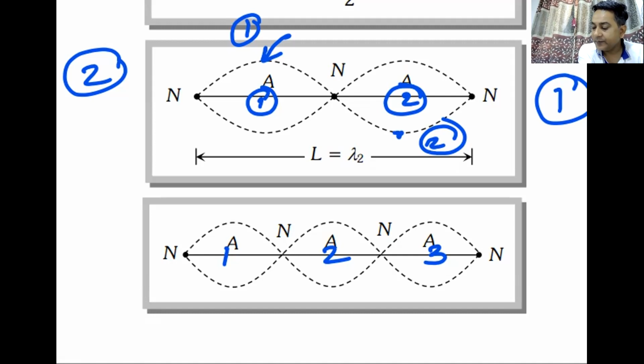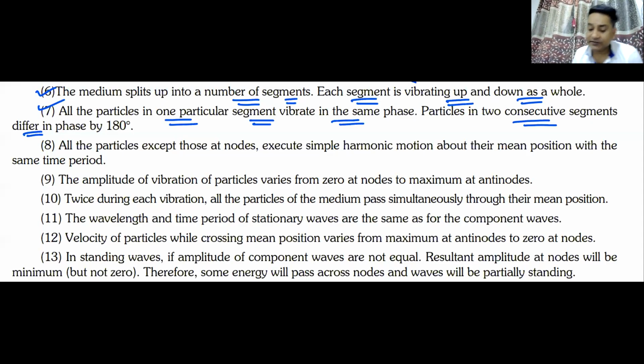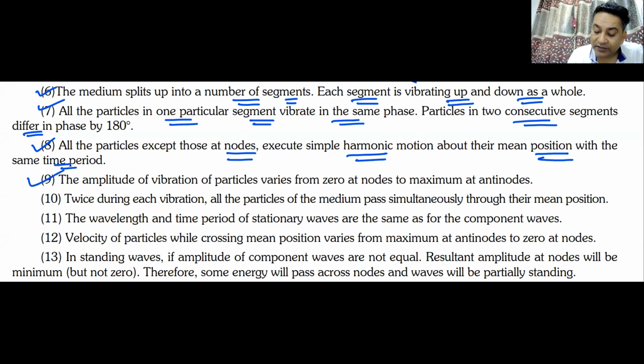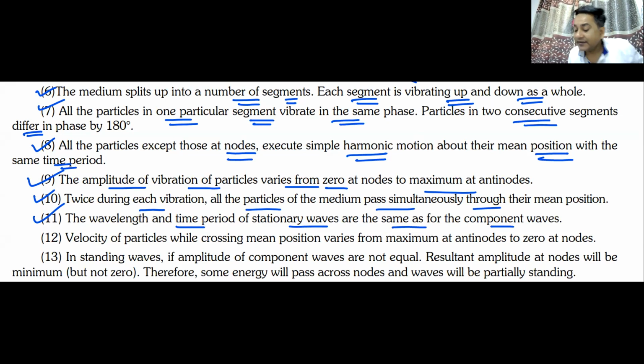Now we will move ahead into the next point and then I will give you time to note this down. So point number 6 and point number 7 is done. All the particles, apart from nodes, because node does not move, execute simple harmonic motion about their mean position, with the same time period. The amplitude of vibration varies from 0 to maximum at antinodes. Twice during each vibration, all particles will pass simultaneously through their mean position. The wavelength and time period of a stationary wave is the same as that of the component wave, but the amplitude is twice. Do we remember this? Yes or no?